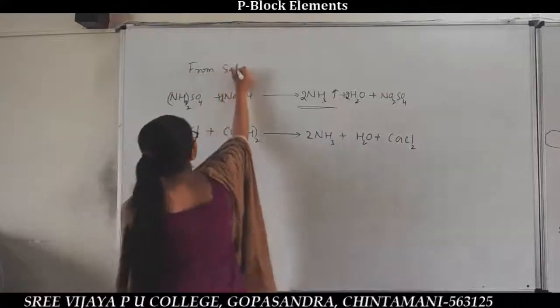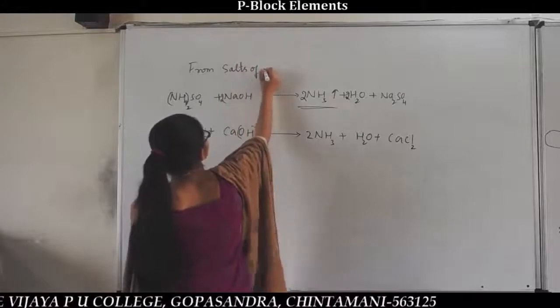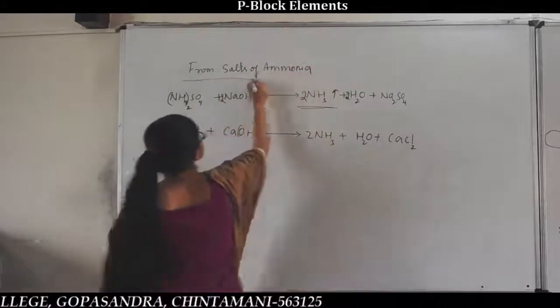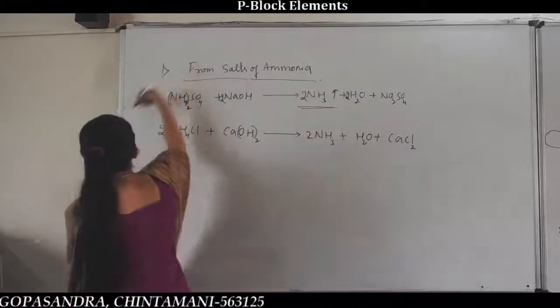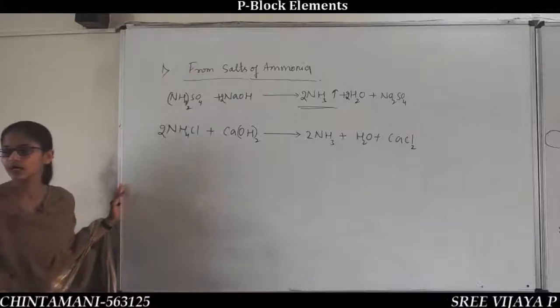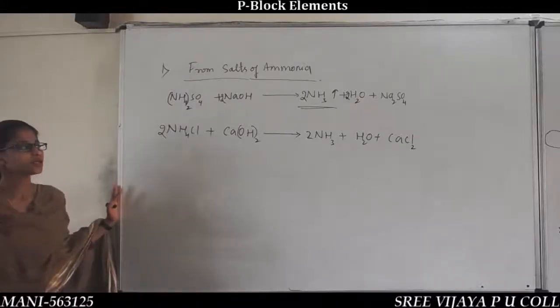From salts of ammonia, whether ammonium chloride or ammonium sulfate, this is one method for the preparation of ammonia.